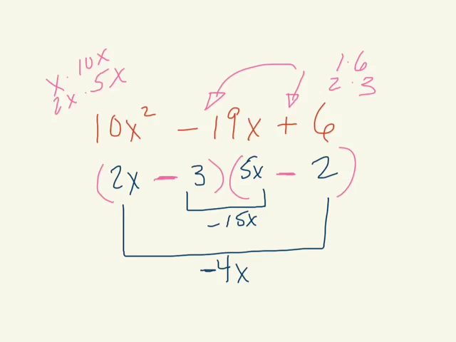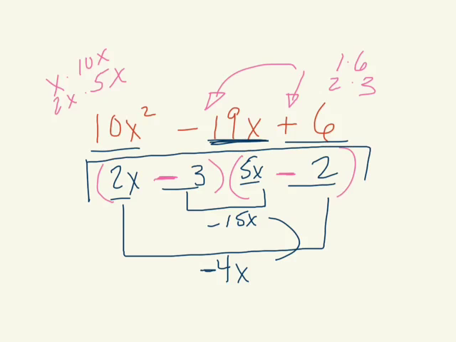All right. So we can check it. And you see these two together give you a negative 19x. So we know that's right. Let's check the first terms. 2x times 5x gives you a 10x squared. Let's check the last terms. Negative 3 times a negative 2 gives you a positive 6. That's right. We can box our answer in. Right here's your answer. Okay, not easy. I'm not going to tell you it's easy. It just takes practice.